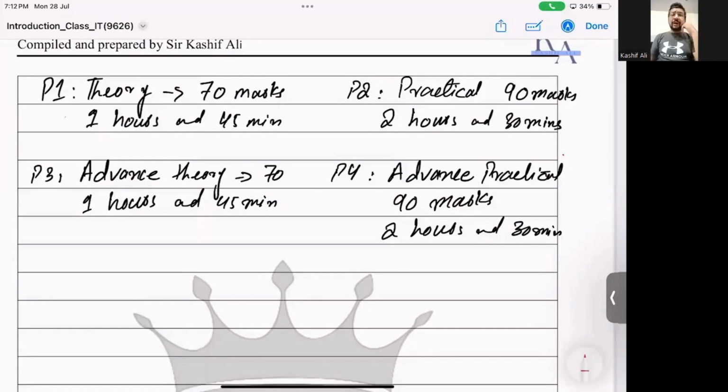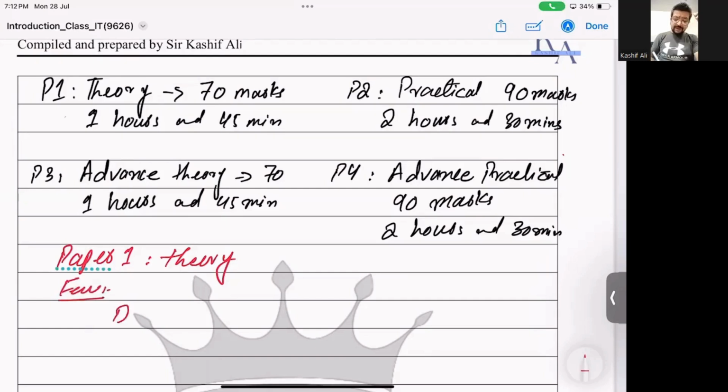So now, the topic distribution as per papers. Paper 1, the theoretical part. This particular paper is going to cover the maximum theoretical topics like data, information and knowledge, hardware and software, networks, backup and recovery, e-safety, IT in society, and digital divides. These types of topics are covered in paper 1. I will just write a few example topics over here.